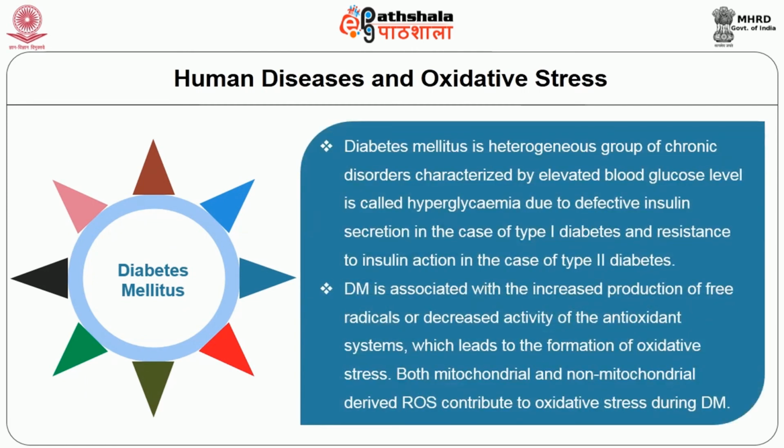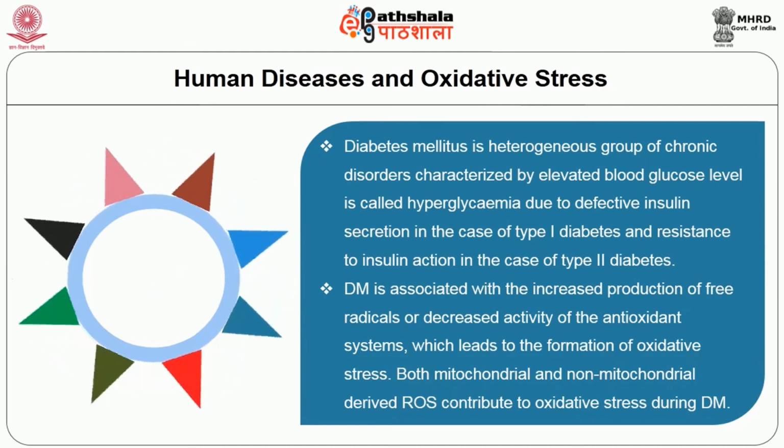It is a heterogeneous group of chronic disorders characterized by elevated blood glucose level, called hyperglycemia, due to defective insulin secretion in the case of type 1 diabetes and resistance to insulin action in the case of type 2 diabetes. Diabetes mellitus is associated with increased production of free radicals or decreased activity of the antioxidant systems, which leads to the formation of oxidative stress. Both mitochondrial and non-mitochondrial derived reactive oxygen species contribute to the oxidative stress during diabetes mellitus.